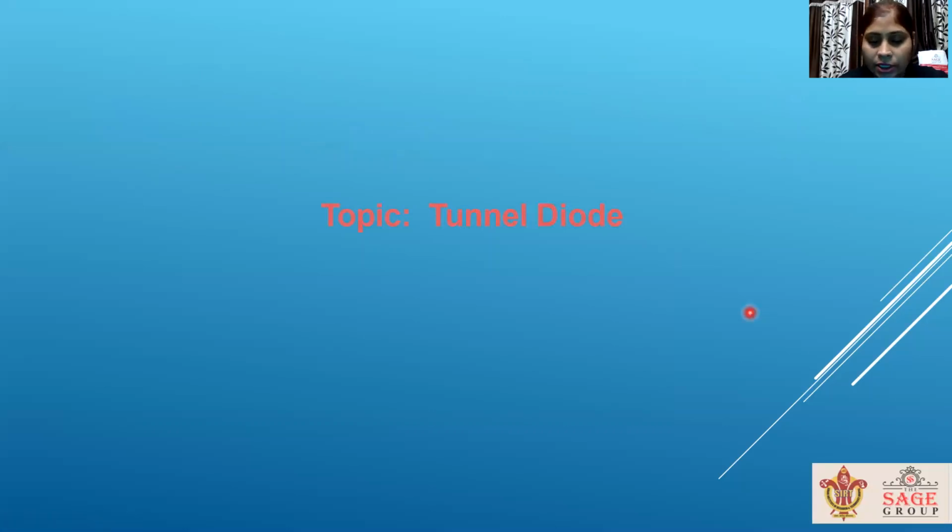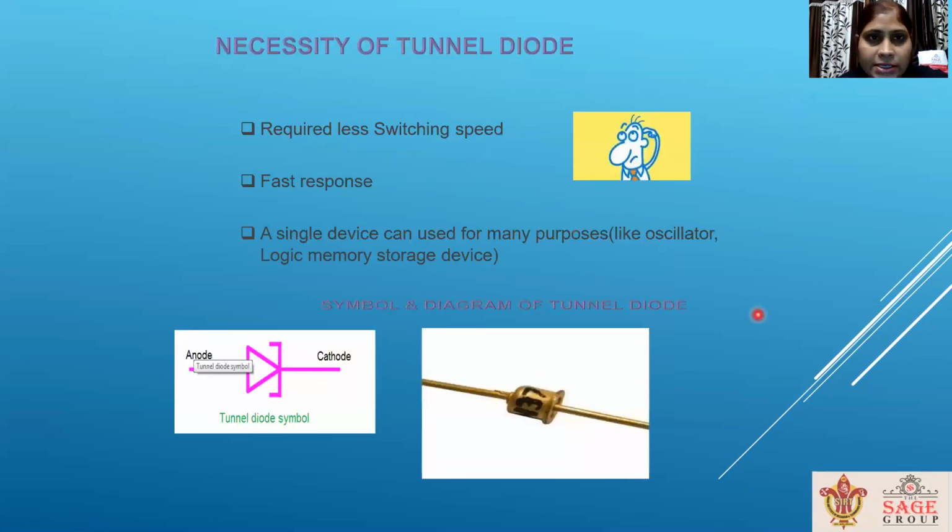Now come to the tunnel diode. What is the necessity of the tunnel diode? When we require fast switching speed or a very fast response, like if any input is given, the diode should give the output immediately. So for the fast response, tunnel diodes can be used. The tunnel diode can also be used as an oscillator and for memory devices. So for such applications, and for fast switching and fast response, the tunnel diode is used.